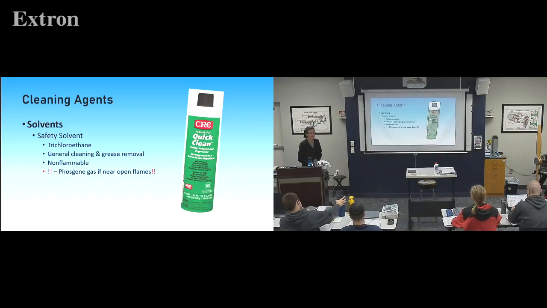Is this all for dry cleaning? No, all solvents. Dry cleaning is one type of solvent. Can you use this instead of soap? No. Soap is a different category. Solvent is a category of cleaners, because solvents will dissolve stuff. Good question.